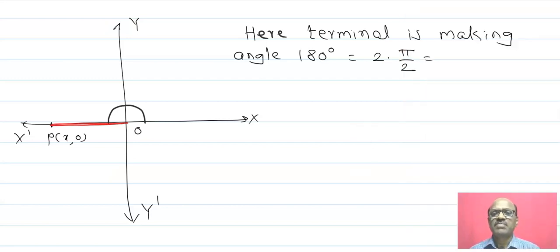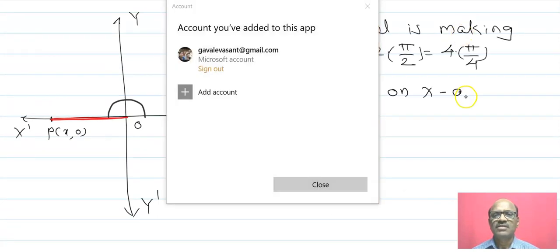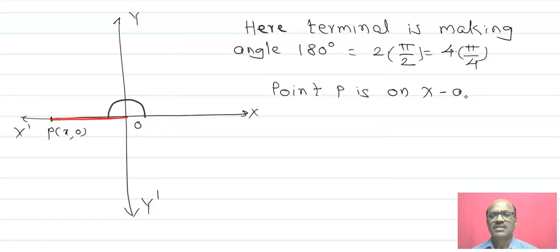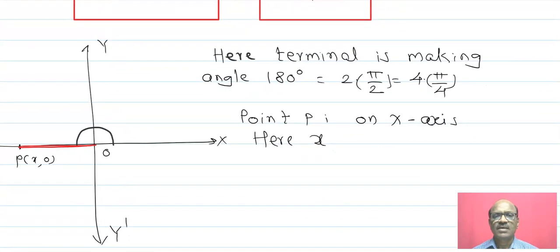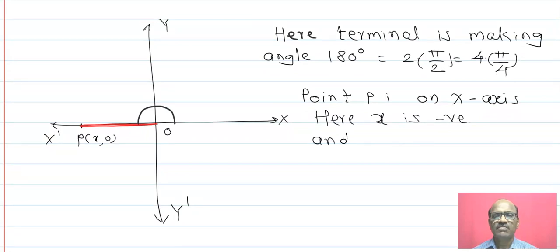That is 2 times pi by 2, or it is 4 pi by 4. Now the point P is on the x-axis. Here x is negative, and the magnitude of x is equal to r.